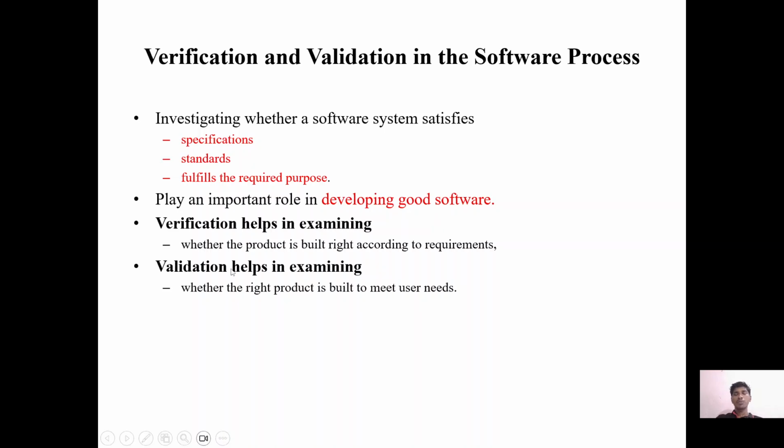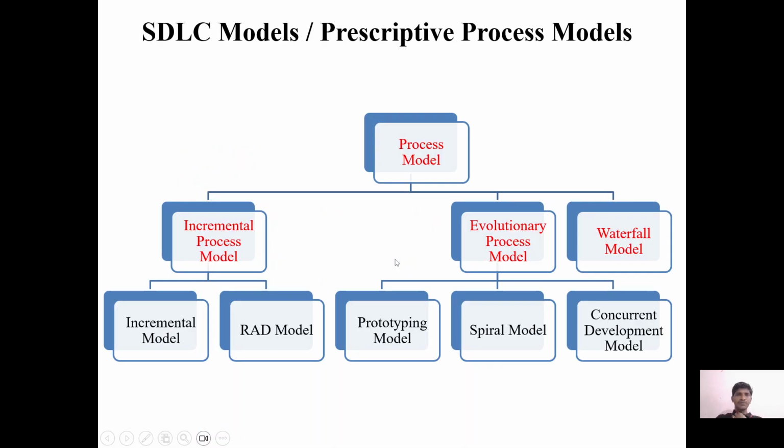So we check whether the product is built rightly, that is called verification. Validation is where we check whether the product is built to meet the user need. Whether the product meets the user need or not is called validation. Whether the product is built rightly is called verification. So these are the verification and validation strategies in the software process.